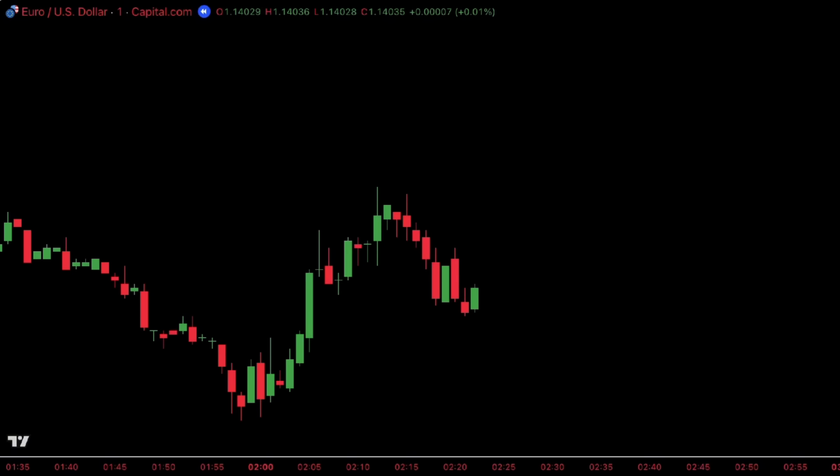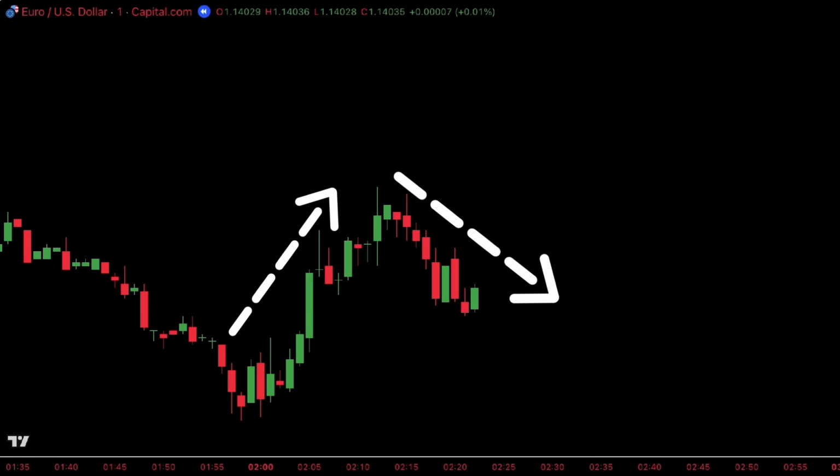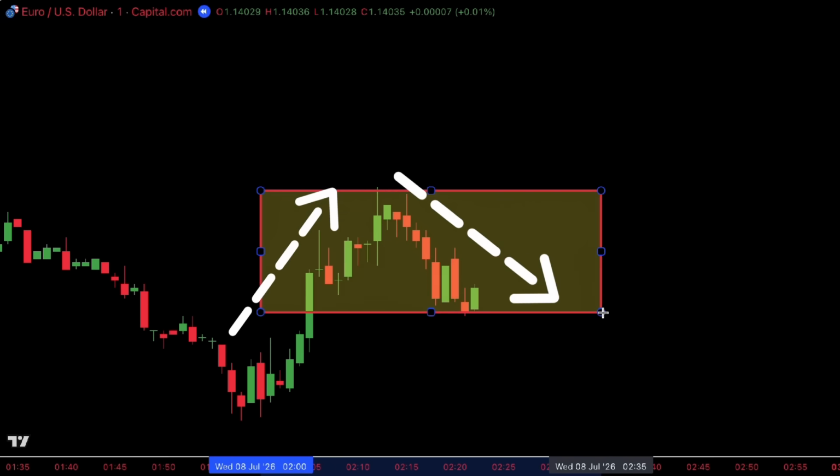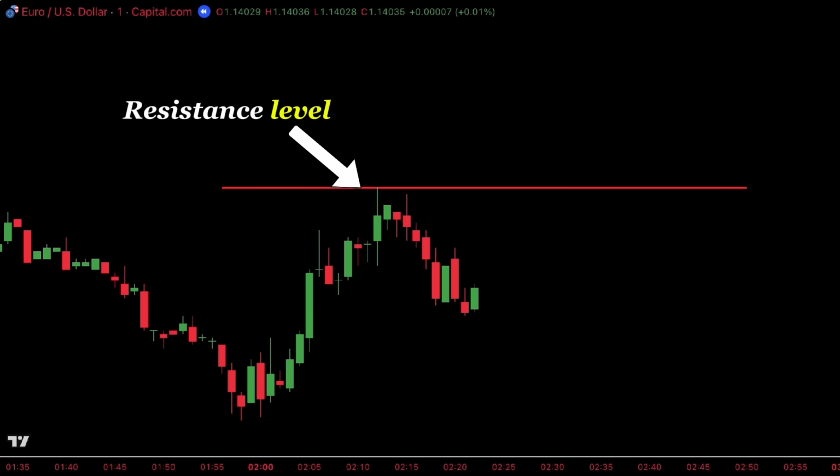As you can see, the market first makes a strong impulsive move to the upside, showing that buyers are clearly in control. After this rally, the market doesn't continue moving higher immediately. Instead, it starts pulling back, creating a retracement move. The beginning of this retracement is our resistance level, so let's draw it on the chart. At this point, the market is still below the resistance, so we simply wait and let the price develop.